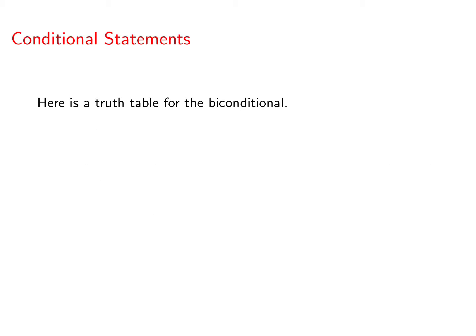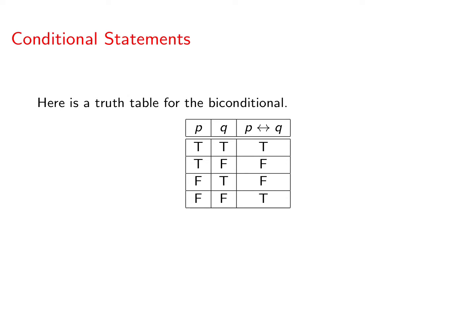Let's write out a truth table for the biconditional. It should look like this. The only time that P if and only if Q gives you a true value is when the input variables are the same, either both true or both false.